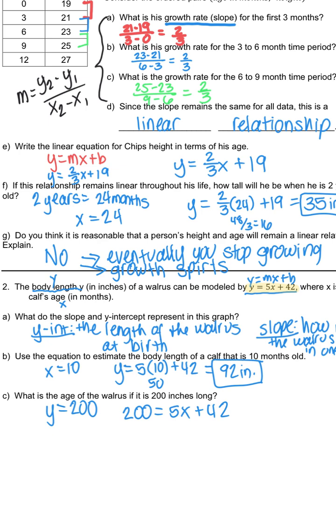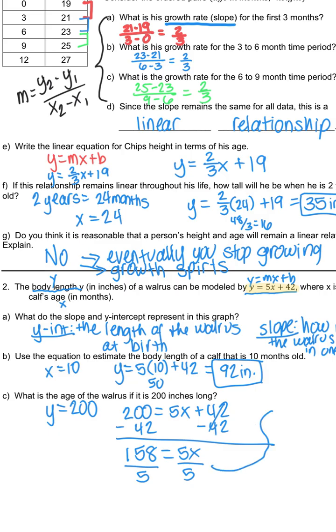So let's go ahead and solve for x. We need to move that 42 over, and these cancel out. We bring down our 5x and we have 158. Divide by 5 on both sides. And we end up with x equals 31.6.